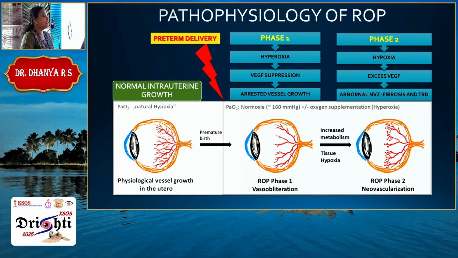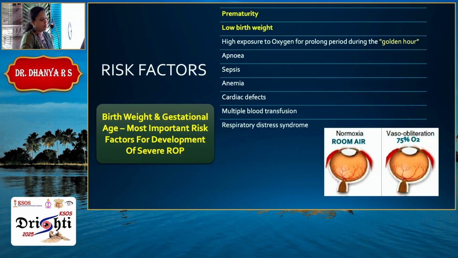Now, what happens when there is a preterm delivery? There is an arrest, and immediately there is phase 1, that is a hyperoxic phase, that is the baby is exposed to the atmospheric oxygen, and also during the golden hour there will be a resuscitation by the neonatologist, which also produces immediate hyperoxia, which will suppress the VEGF and arrest the vessel growth. That is phase 1. And the second phase is a phase of hypoxia, where there is an excessive VEGF which will lead on to abnormal neovascularization, fibrosis and tractional retinal detachment.